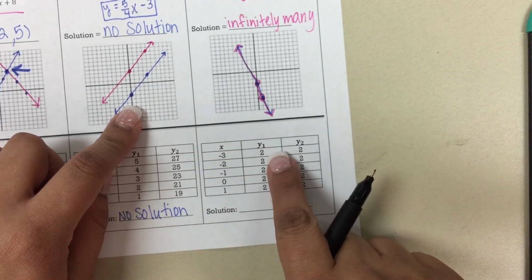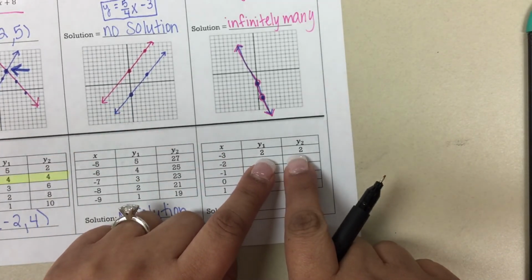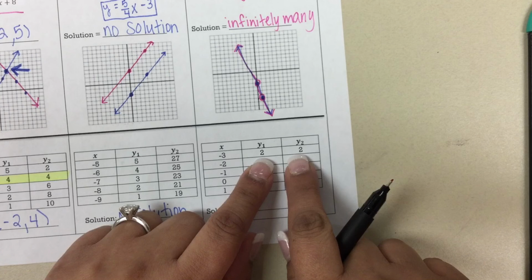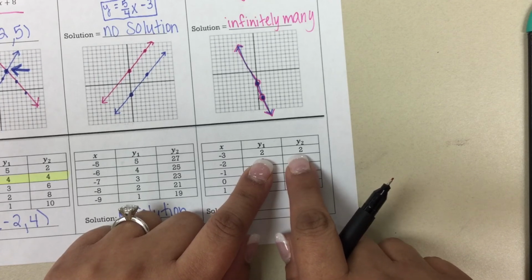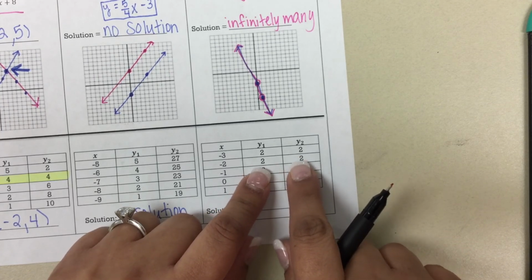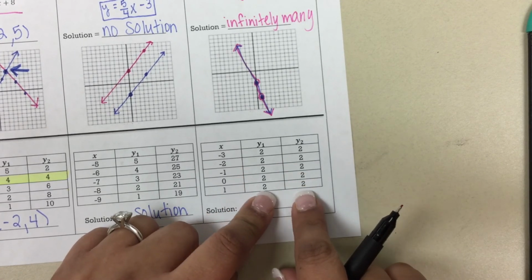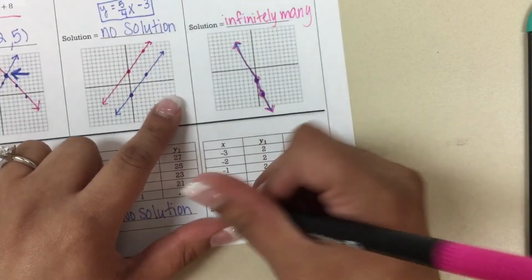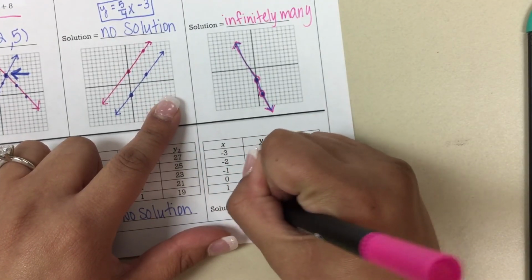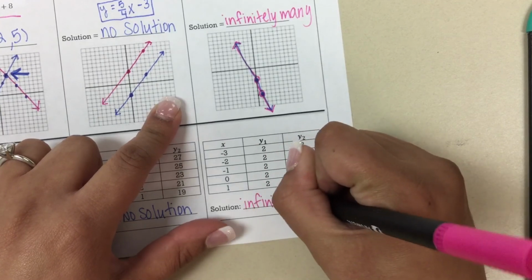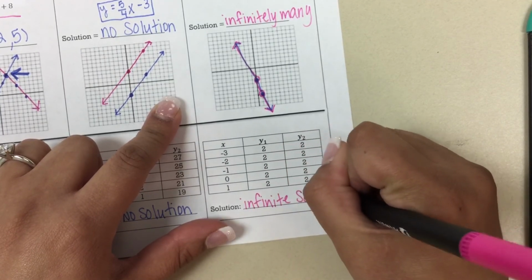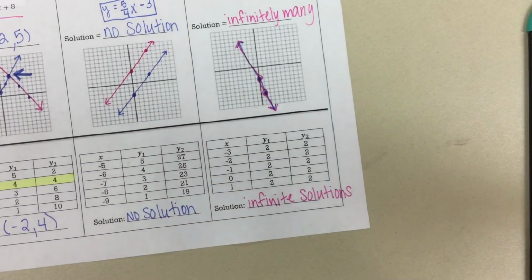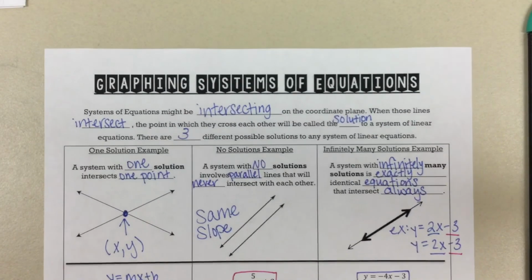Last question. Looking at the table. Okay, if you're looking at the table, check to see where they have it in common. Okay, well, it's common here, 2, 2, 2, 2, and so on. Okay, so all of the points match. So there are infinite solutions. Okay, and that's it. That is graphing systems of equations.